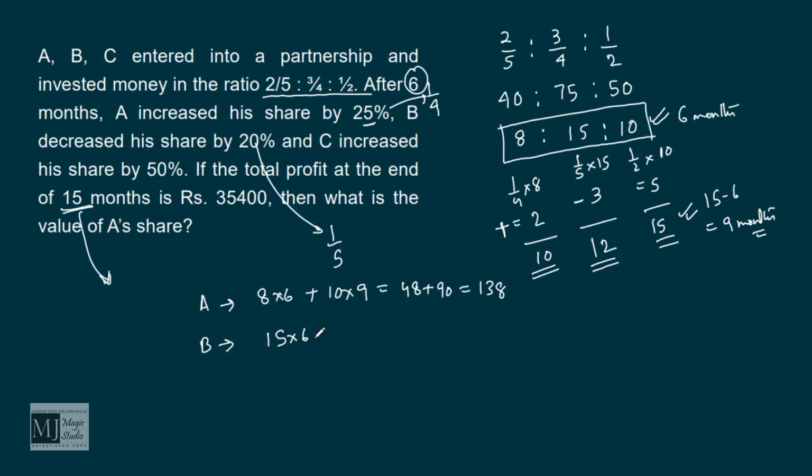Investment of B would be 15 into 6 plus 12 into 9. 15 into 6 is 90, 12 into 9 is 108, that is 198. Weighted investment of C would be 10 into 6 plus 15 into 9, that is 60 plus 135 is 195.